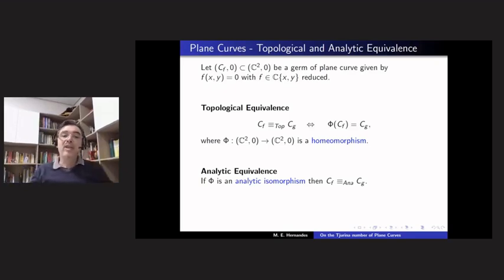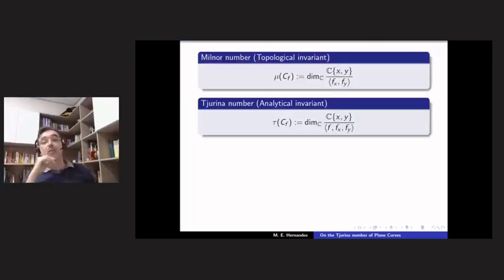The topological equivalence between two plane curves is defined in the following way. CF is topologically equivalent to CG if there exists a germ of homeomorphism that maps the curve CF to the curve CG. When the homeomorphism is also an analytic isomorphism, then we say the curve CF is analytically equivalent to CG.